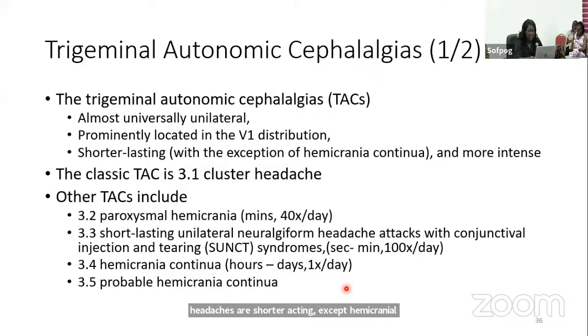So the classic TAC is cluster headache, but there are other types such as paroxysmal hemicrania, where it lasts minutes and the patient may have it about 40 times in a day. Then there's also short-lasting unilateral neuralgiform headache attacks with conjunctival injection and tearing. This lasts seconds to minutes, and the patients can actually have it 100 times in a day. Then hemicrania continua can actually last hours to days, so they will have it 1 time in a day. And then there's also probable hemicrania continua. These are the ICHD classifications for them.